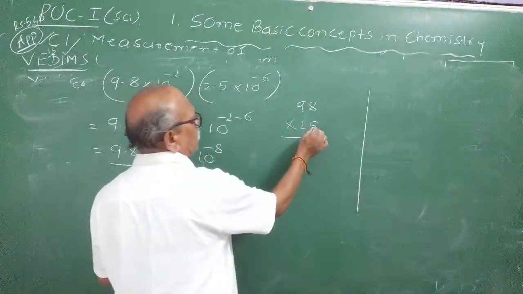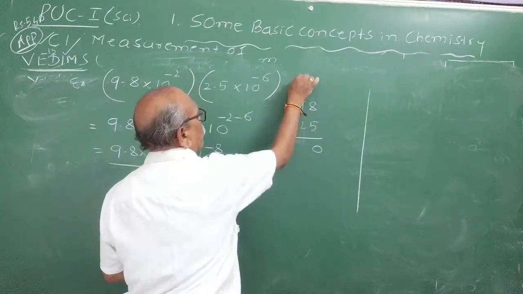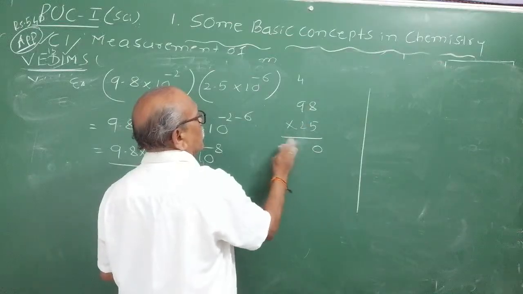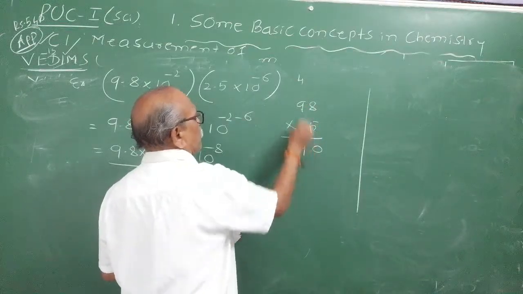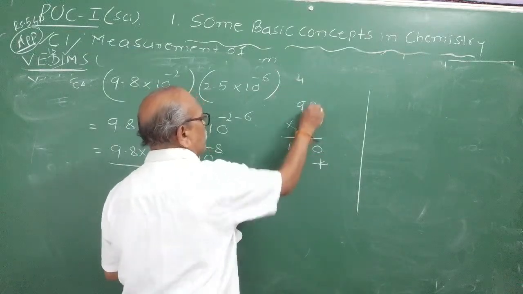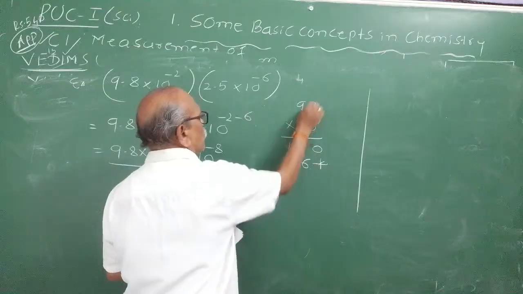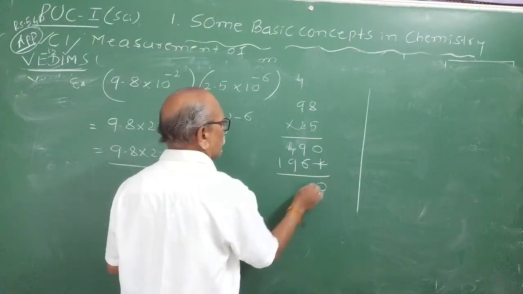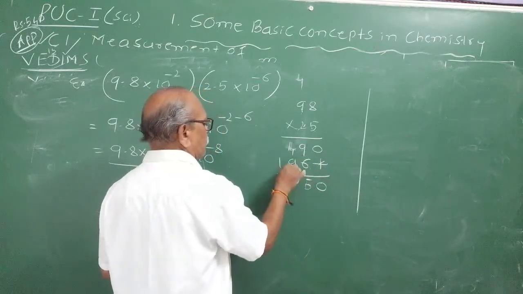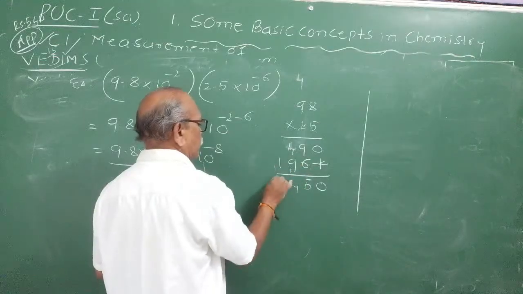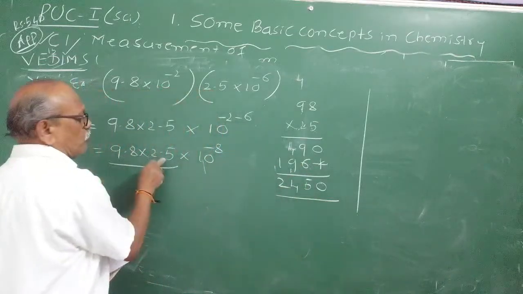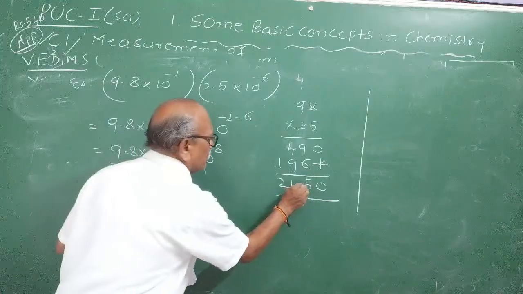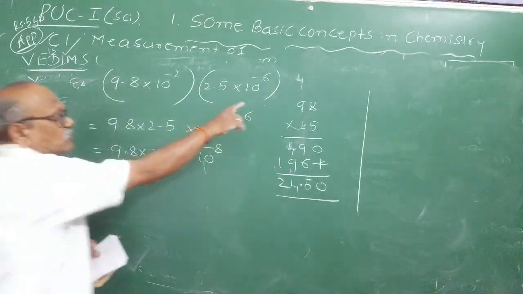Generally in the ordinary school method, what do you do? 5 8s are 40, carry 4. 5 9s are 45 plus 4 is 49. Then 2 8s are 16, carry 1. 2 9s are 18 plus 1 is 19. This is your school method. 9 plus 6, 15, carry 1. 9 plus 1, 10 plus 4, 14, carry 1, 2. After that, you can put the decimal point. There is one decimal place in each number, so after 2 places you have to put the decimal point. And this is the ordinary school method.